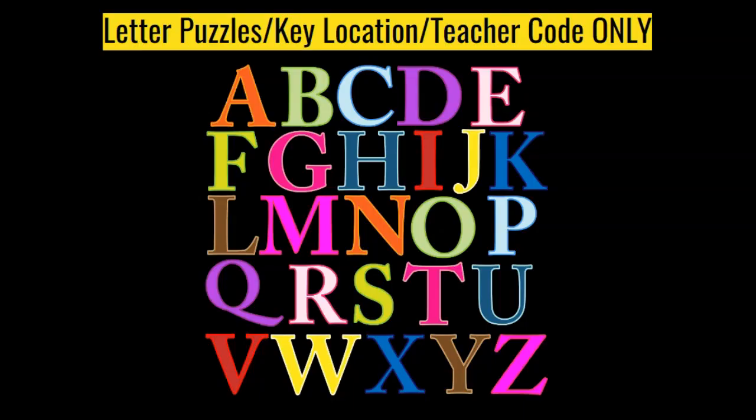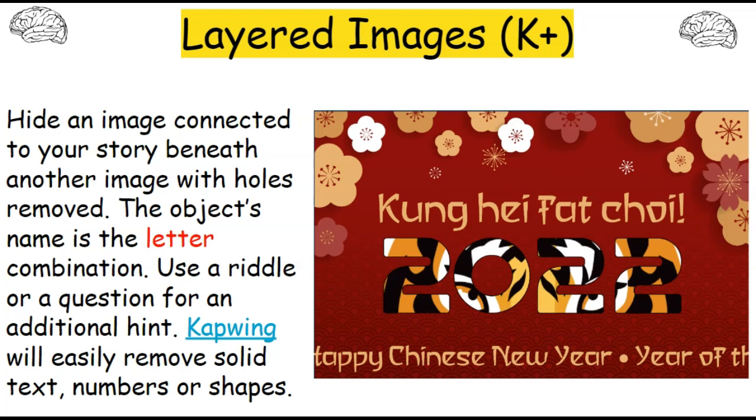This next group of puzzles are going to be letter puzzles, which means they'll work for letter combinations, key locations, or teacher code words. This is a layered images puzzle, which is appropriate for kindergarten and above. It's a mental type puzzle, which means it'll work for digital and physical breakouts. Hide an image connected with your story beneath another image with holes removed. The object's name is the letter combination. Use a riddle or a question for an additional hint.